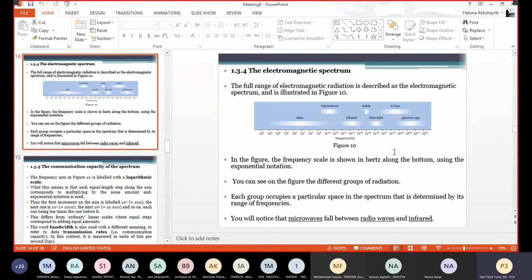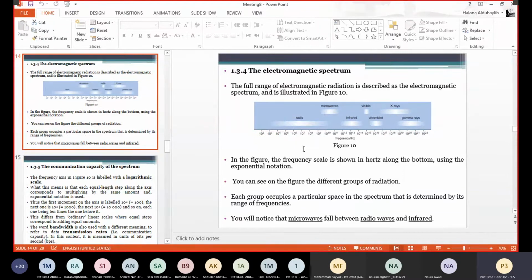Based on this figure, you can compare the frequency scale, which is shown in hertz along the bottom using exponential notation. So rather than writing the frequency values for this electromagnetic spectrum as real numbers, 10,000, 1 million, whatever, you can see the values here are represented with exponential notation, which is the power of 10.